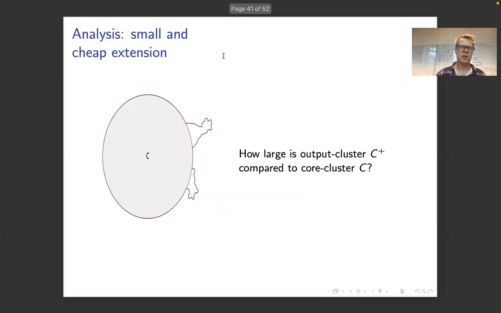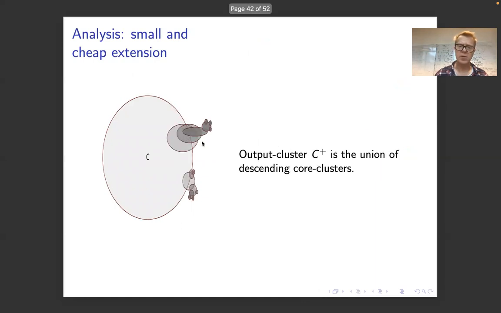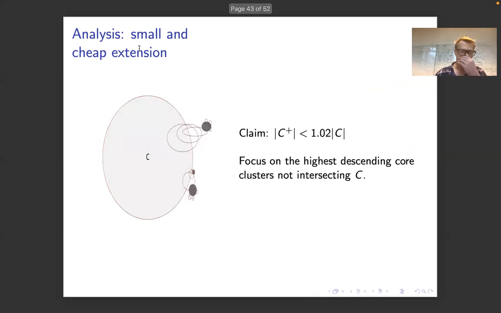Now let's study what went on. So we claimed first, how was it that we took the core cluster and made the output cluster? We added some things, and what is it we added? What we really added was the union of all the descending core clusters. And we claim we didn't add that much. We claim it's actually only 2% more.